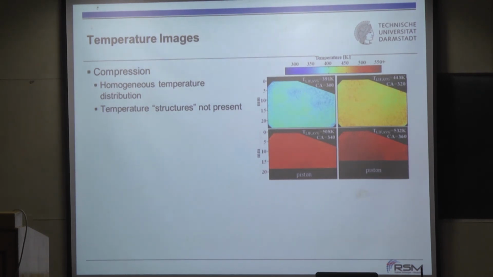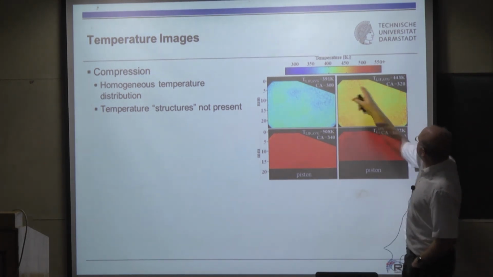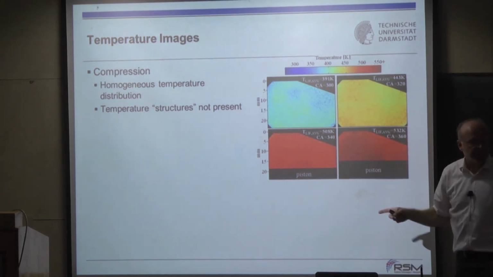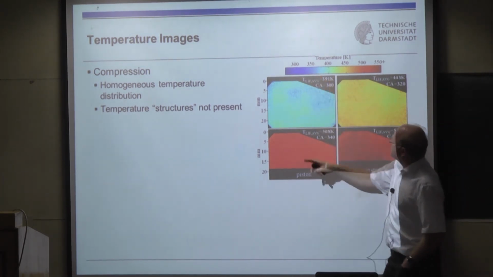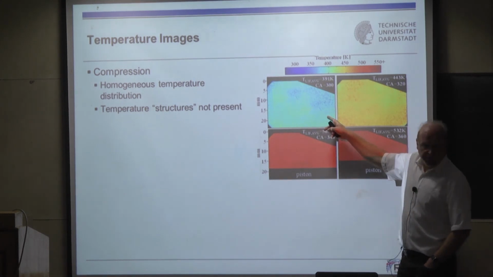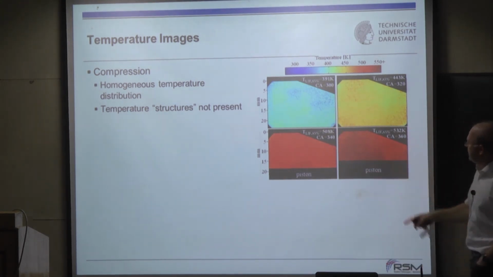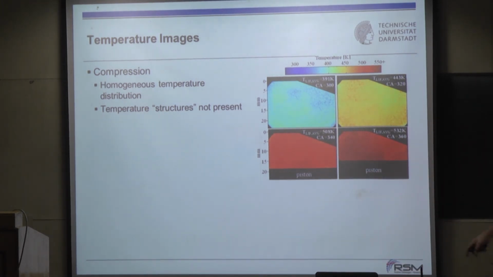So what you see here now is during compression, nothing happens. You have here crank angles shown 300, 320, 340, 360. Not every crank angle is shown. And you see here the color-coded temperature. At the beginning of the compression, it is colder. Towards the end of compression, it is hotter, in the order of 530 Kelvin. Not very impressive. Well, the compression ratio is as it is.